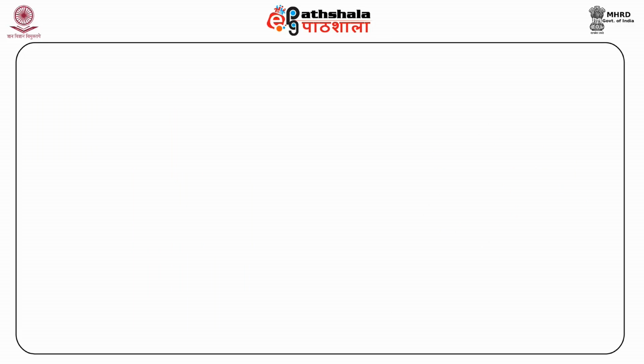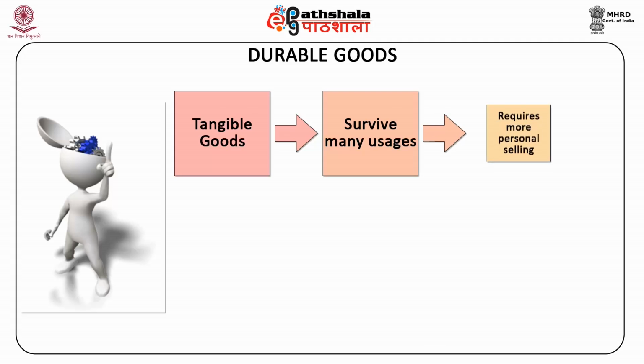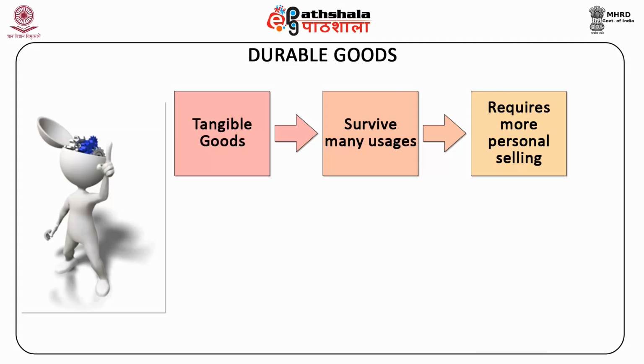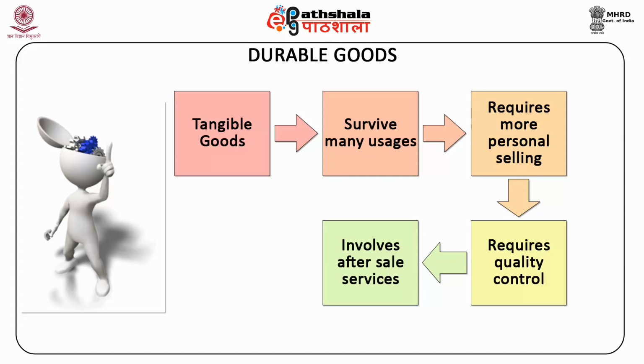The next category is durable goods. Durable goods are tangible goods that normally survive many usages and generally last for a year or more. Examples include various furniture and household items, cars, mobile phones, computers, clothing, etc. In general, these types of goods require more personal selling, unique features, are high margin products, require more quality control and lots of after sales services such as guarantee, warranty, etc.